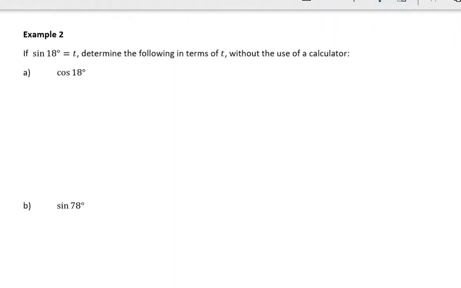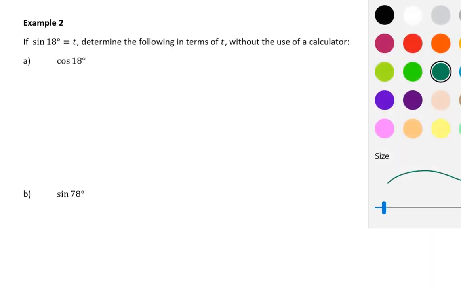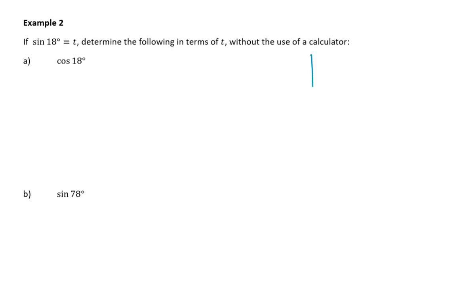Right, let's look at example 2, which is a very similar idea. So sine of 18 degrees equals t. Determine the following in terms of t without the use of a calculator. So you start to recognize these type of questions. So immediately, because I've seen that this comes up a lot, I would draw my triangle. I would write in 18 degrees, and I think that that makes this 72.